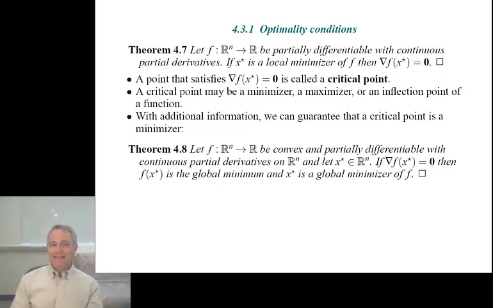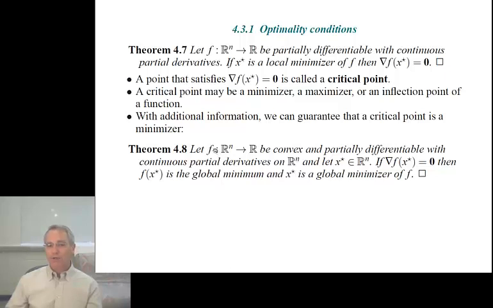A point that satisfies gradient of f evaluated at x star is equal to 0 is called a critical point. A critical point could be a minimizer, but it could also be a maximizer or even an inflection point. Unfortunately, without additional information, we're not sure. However, if we add some additional information, we can guarantee that a critical point is a minimizer of our problem.